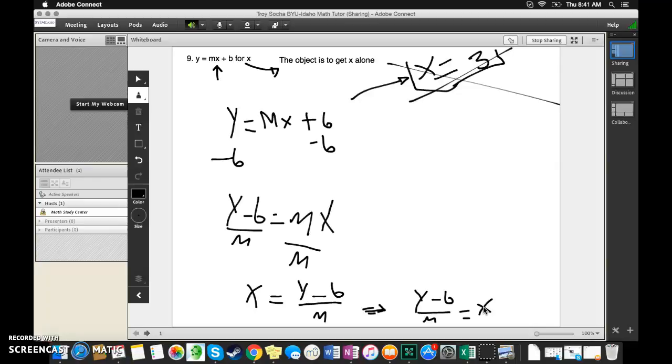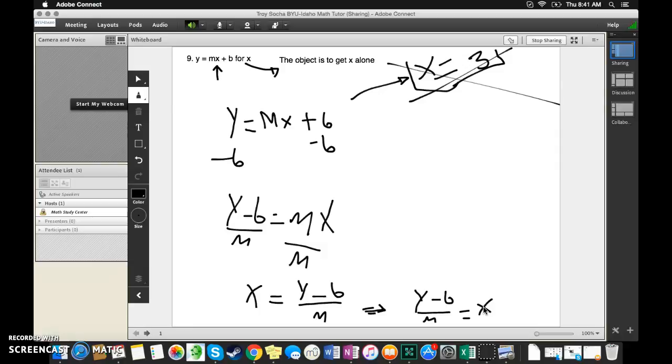So if I say that x equals y minus b over m, or y minus b over m equals x, it's the same thing. There's nothing different about those two equations. If you plug in the numbers, you will always get the same number for x. There is nothing different between how those are written. You can flip-flop things on the equal sign to make things easier to see.